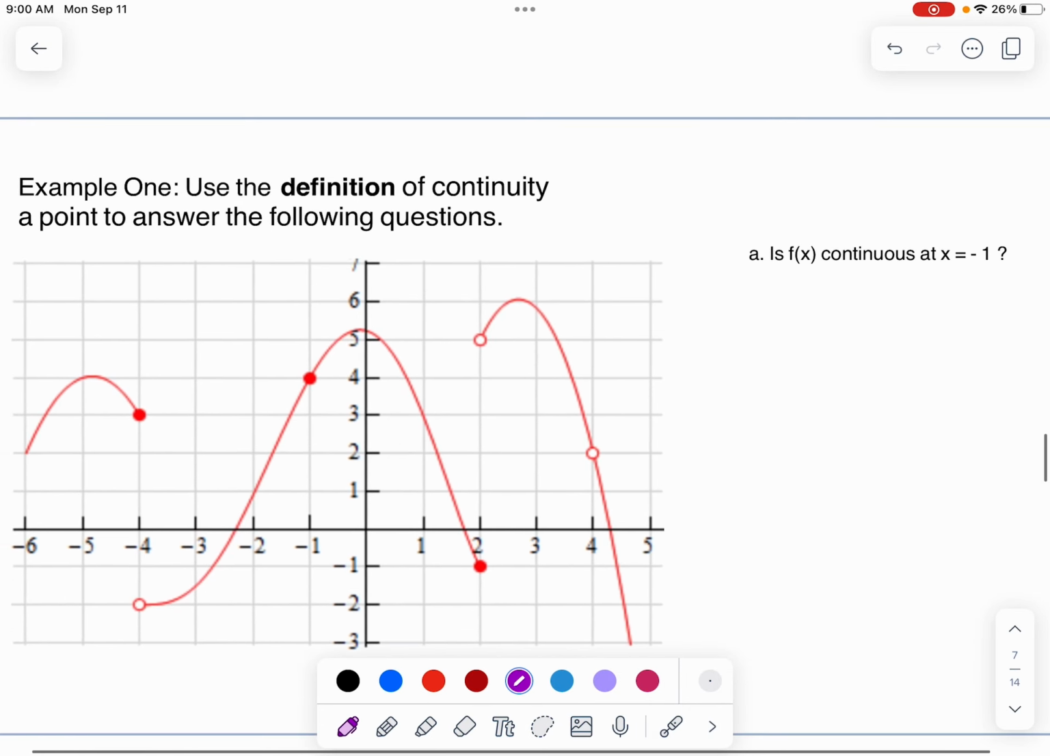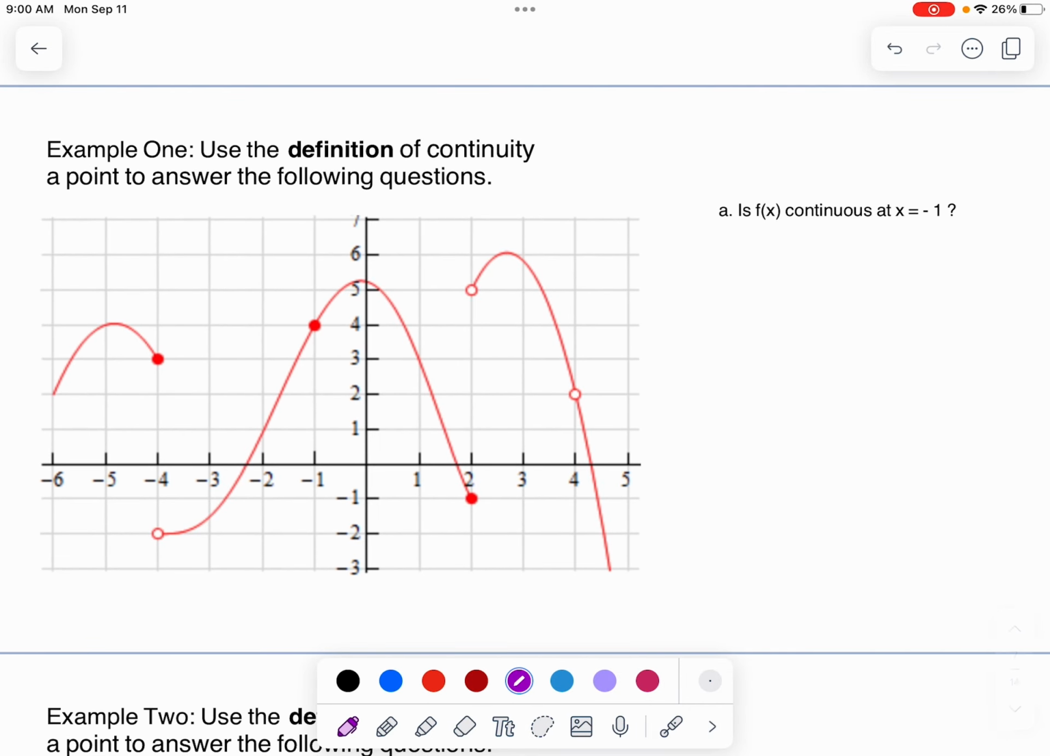We're first going to look at the graph, and it says use the definition of continuity at a point to answer the following question. Is f of x continuous at x equals -1? If you look here, yes, it's continuous. One way to know is that I could just go through the point -1 and I wouldn't have to jump over it. So we know the answer is yes, but we have to prove it because it's saying use the definition of continuity. So we'll start with the condition f of c is defined. This is our c value here. Is f of c defined? f of -1 equals 4 because there's a point, it's filled in. So yes, that part is true, it is defined.